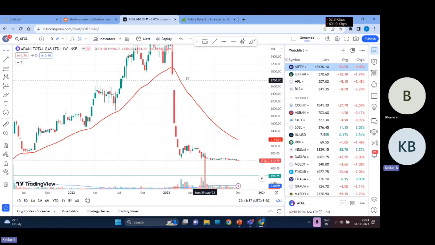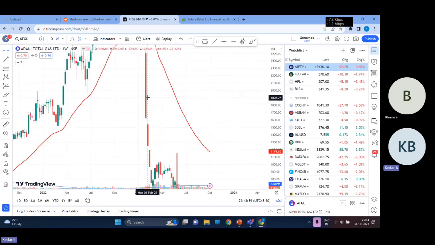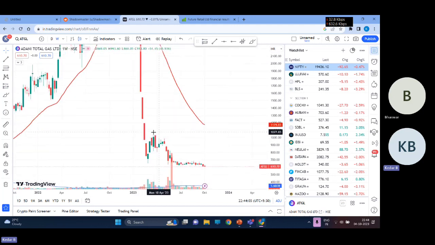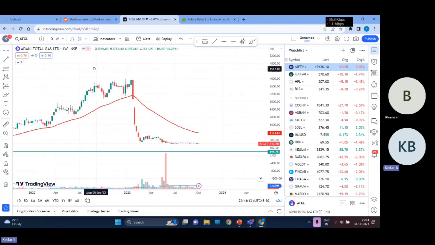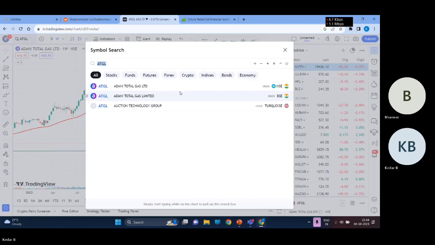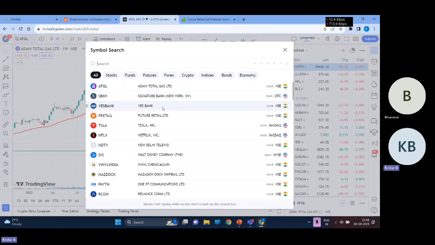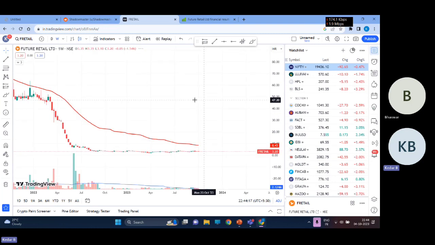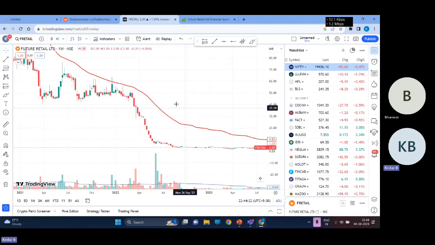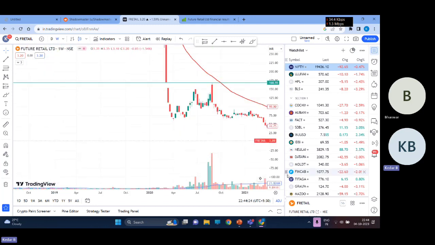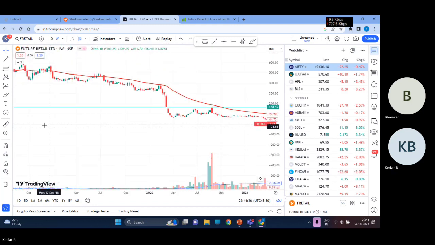And what seems too low, in his quote he had said, here it seemed low, but it went even lower. It went even lower, even lower. What seems too low usually goes lower. What seems too high usually goes higher. This is what he meant by that. For example, even this Future Retail, what seemed low kept on going lower until it was a penny stock.